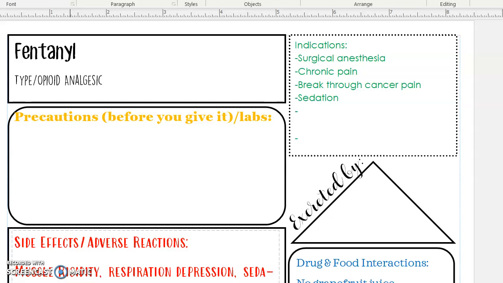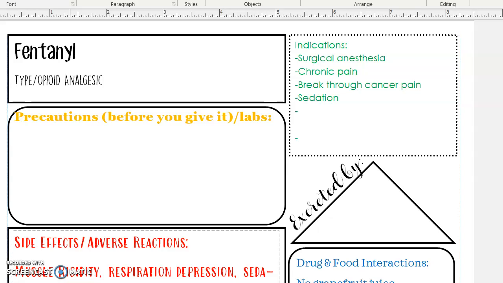Hi, we're going to be talking about fentanyl, which is an opioid analgesic agonist. So, when are you going to use fentanyl? It's going to be used for surgical anesthesia, chronic pain, breakthrough cancer pain, and sedation. If those are the main uses, then you already know the pain is more than your typical headache. They're going to be sedated. And so, okay, if they're sedated, then what are we watching for?